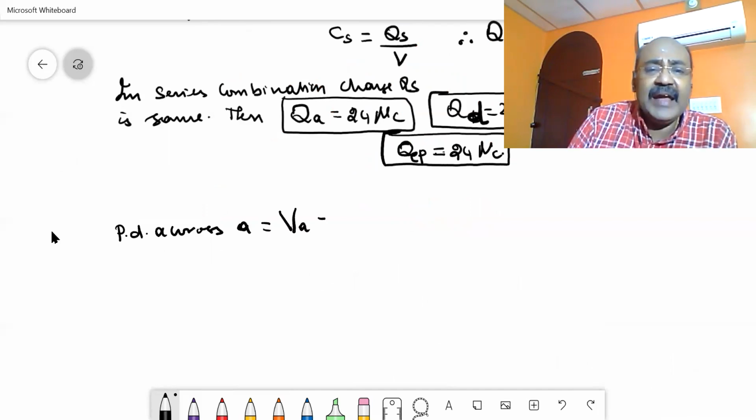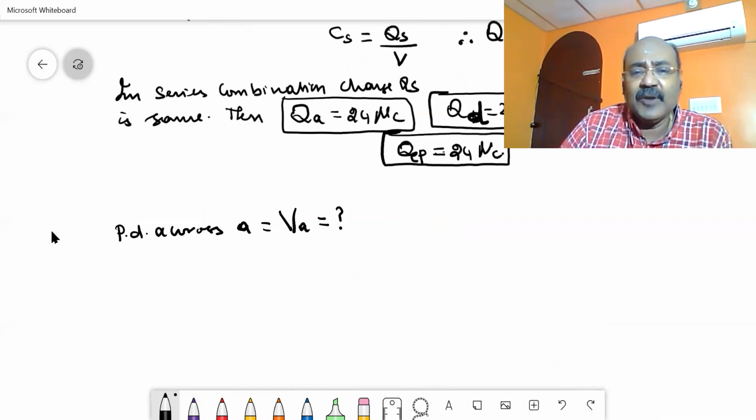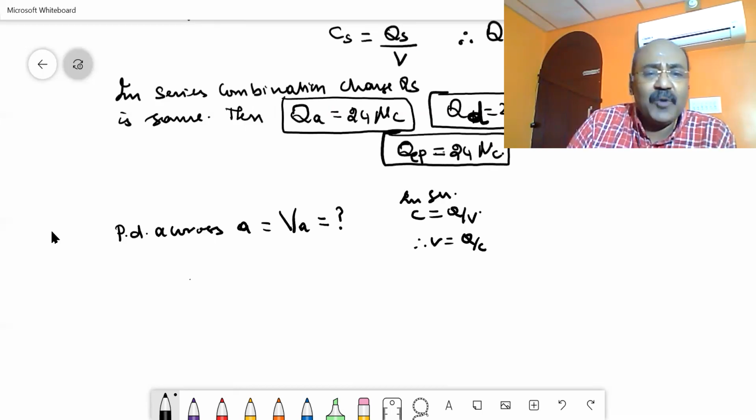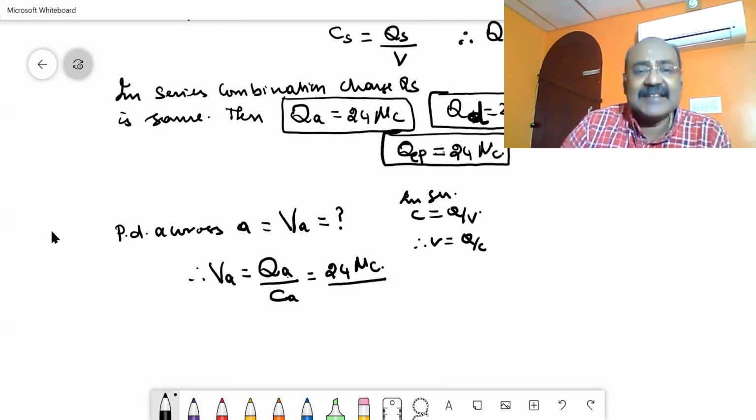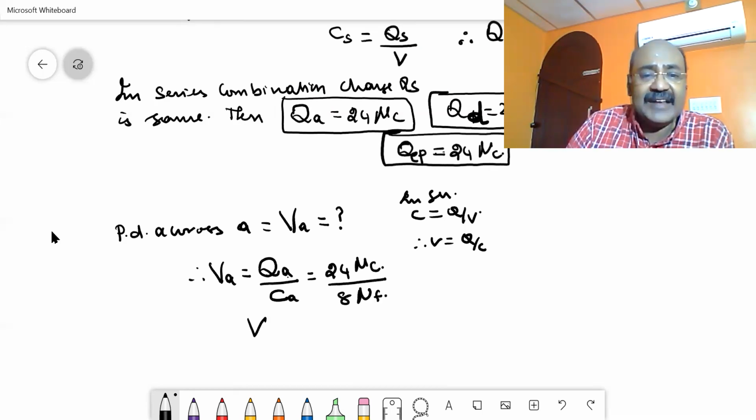VA equal to how much? We know the formula C is equal to Q by V. Therefore, V is equal to Q by C in general. So I can write potential across A is equal to charge available in A divided by capacitance of A. Charge available in A is 24 microcoulomb divided by capacitance of A, which is 8 microfarad. So potential at A is equal to 3 volt. Micro will get cancelled. So potential across A is 3 volt.